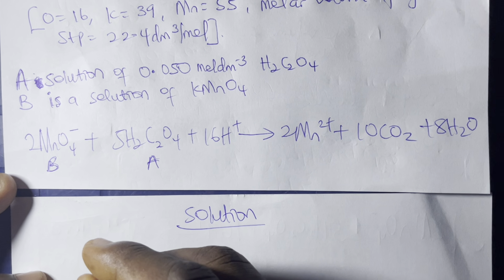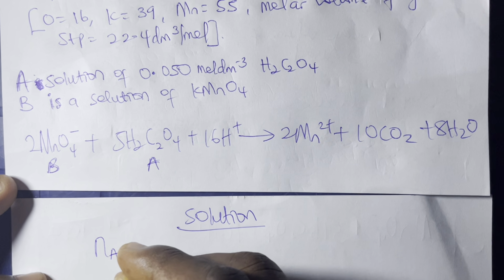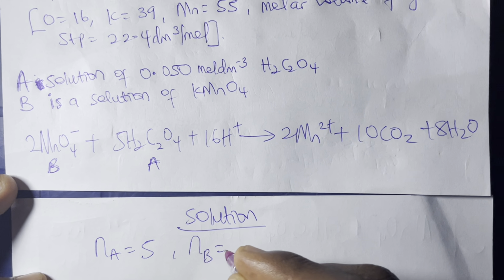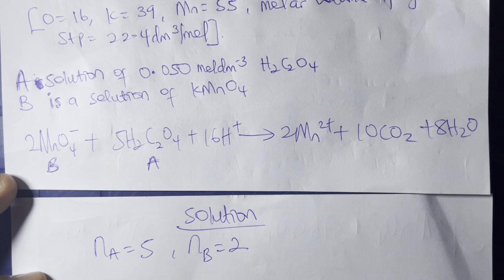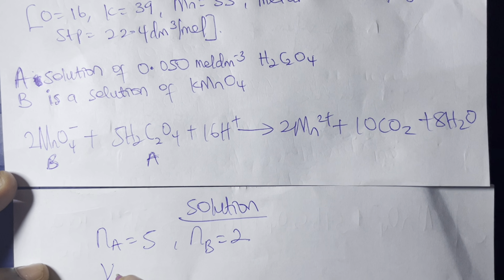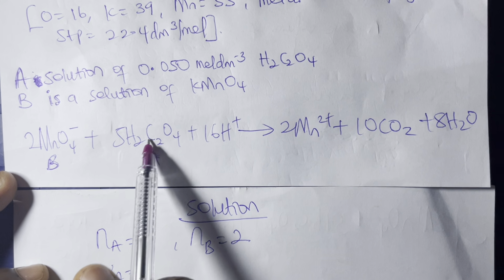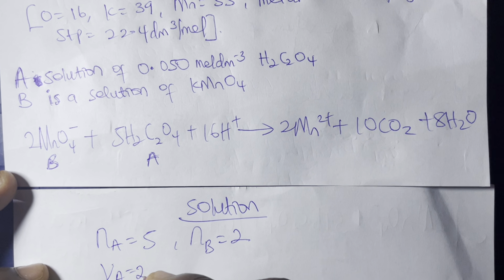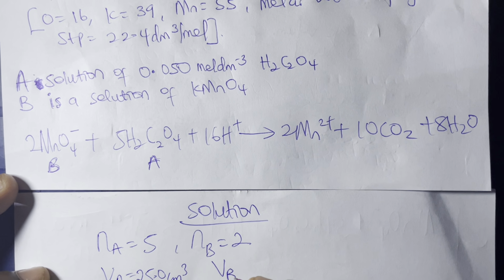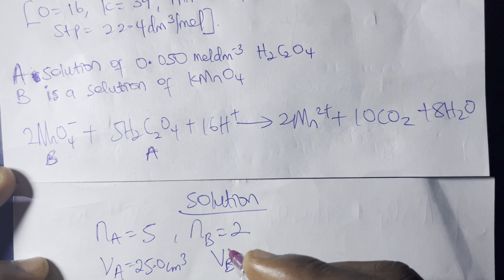So now, what are the parameters? Our NA is going to be 5, whereby NB is going to be 2. Hope you get that. And what about our V? Our VA is the one you suck with your pipette, which is 25.0 cm cube. And then VB, that's our titer value.